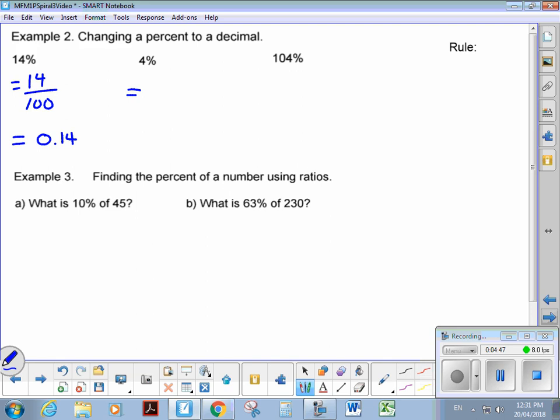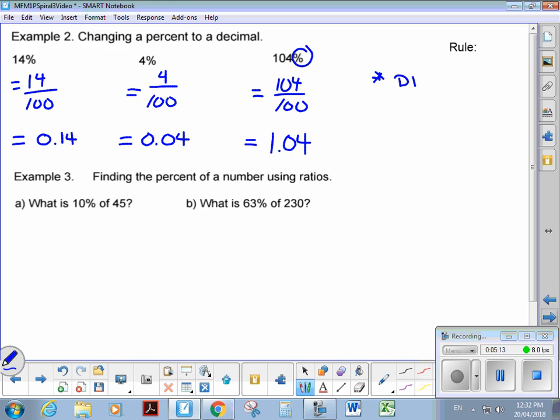Be careful with single digits, just with a 4. That's 4 out of 100, which means when you do that division, you get 0.04. And the 104, again, because it's a percent, as soon as you see that percent symbol, you know your denominator is 100. Just using your calculator to do the division or move the decimal over, you would end up with 1.04. So the general rule is divide your percent by 100.